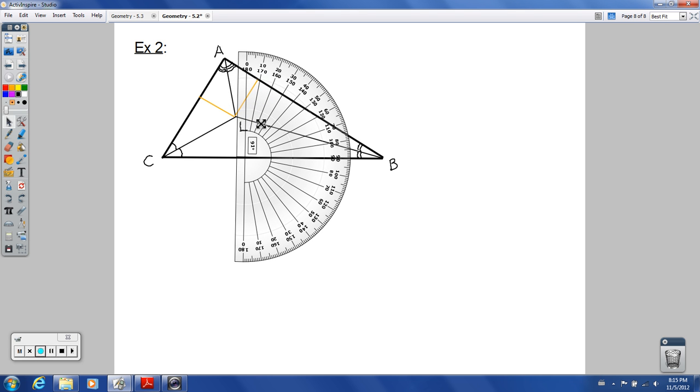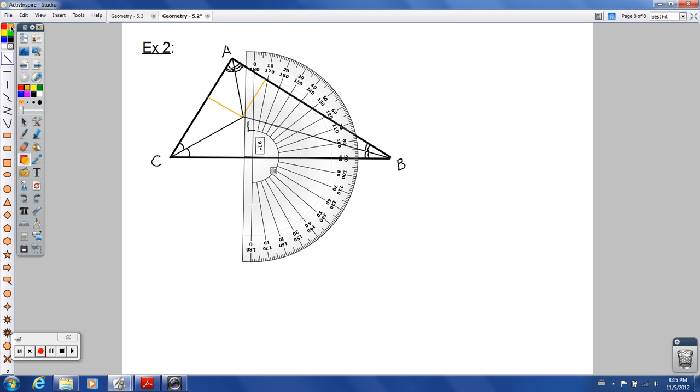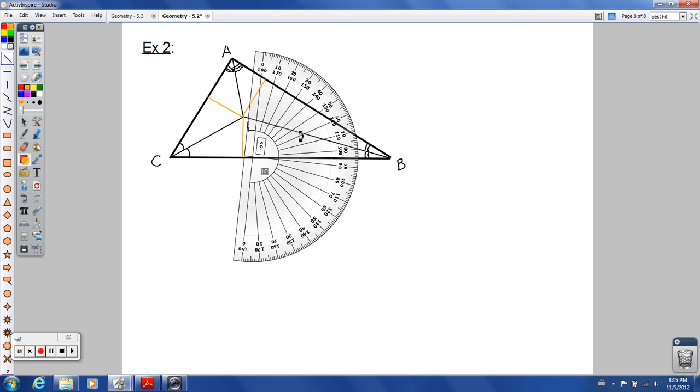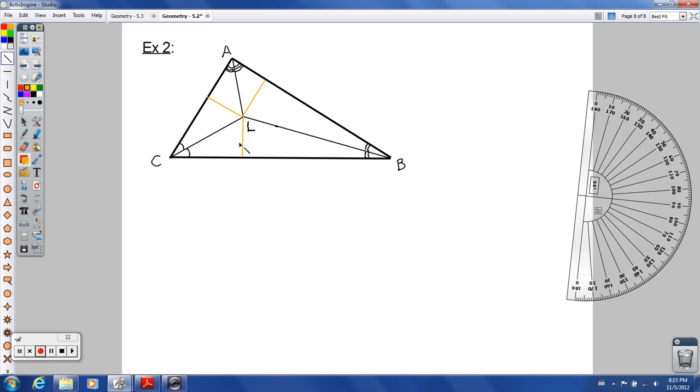Just need to make sure it lines up with that. Okay, so lined up there. And let's draw that down. Let's make that just a little bit better. There we go. Draw it down there. So it looks like we're all good to go from there.